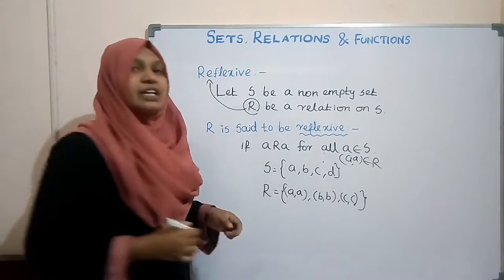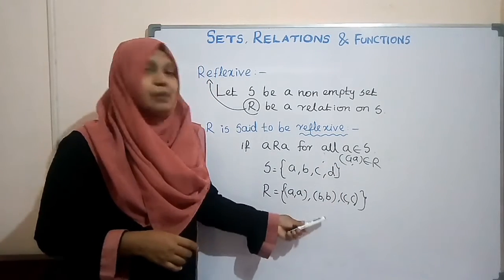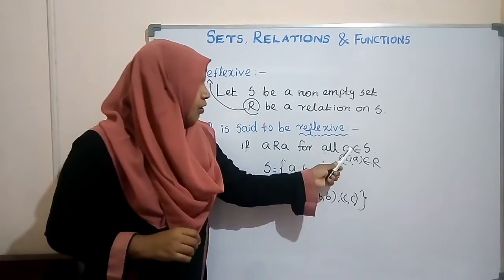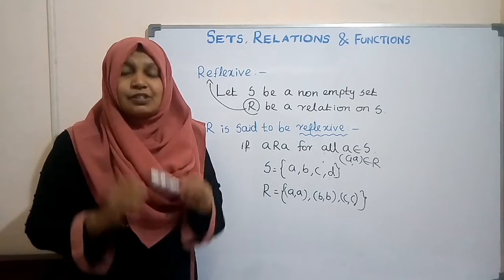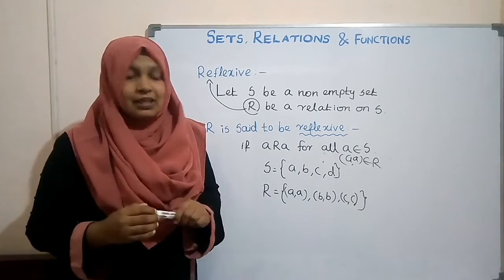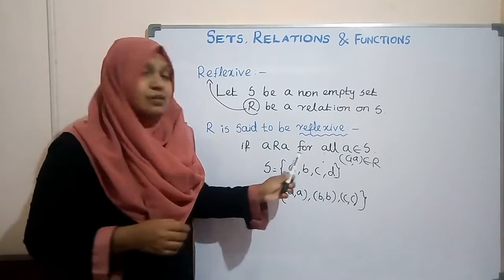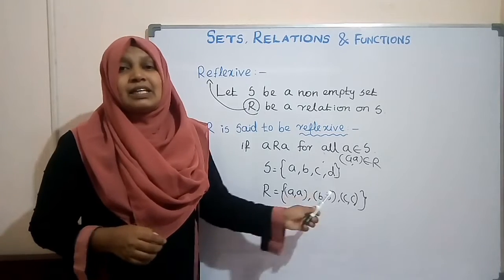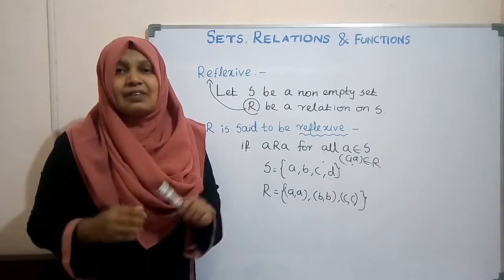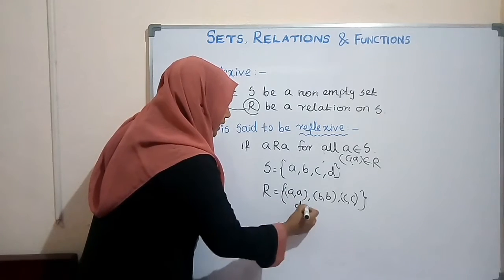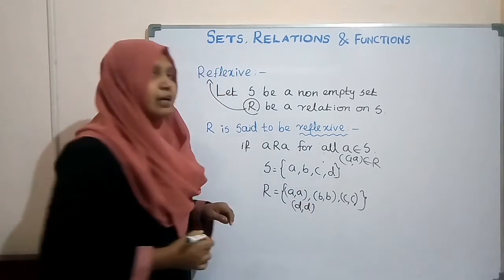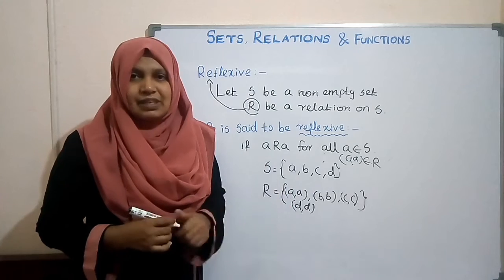now it is not reflexive because D comma D is not here. For all A belongs to S, means for every A belongs to S, we should have A related to A. So here D is there in S, means we should have D comma D also in R. Then only we can say that it is reflexive. So if you include the element D comma D in R, now it becomes reflexive.